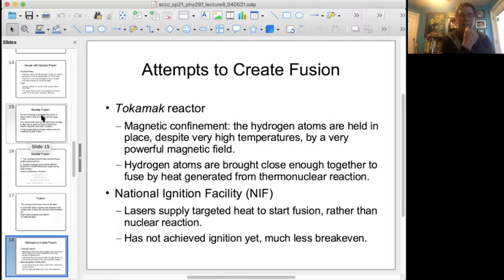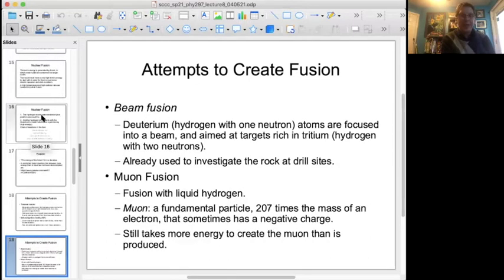So that's one example. And the National Ignition Facility is using lasers to supply the heat needed to start the fusion rather than a nuclear reaction. Often it takes fission to start the fusion process. And again, break even hasn't happened with any of these attempts at fusion. One practical application of fusion is beam fusion, which makes it possible to investigate the rocket drill site.